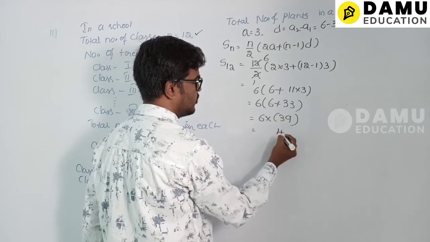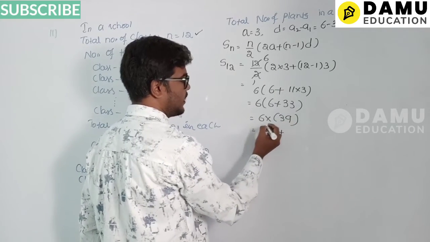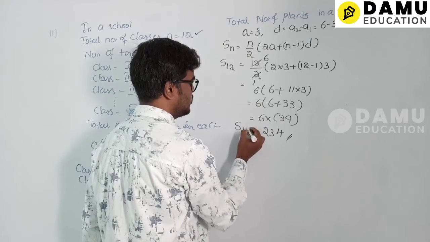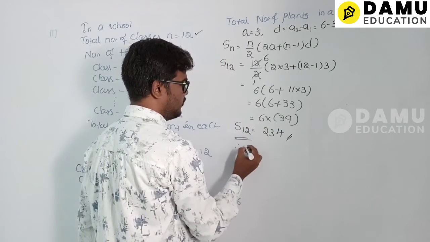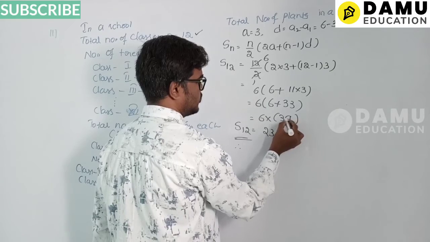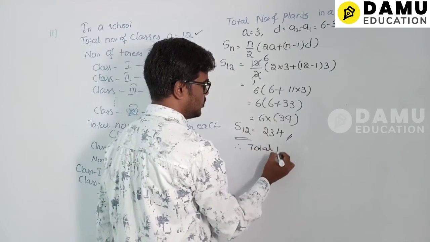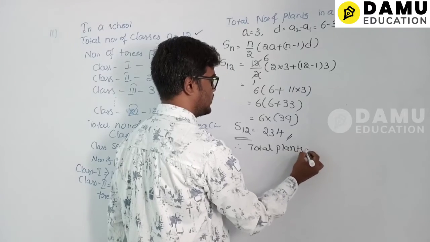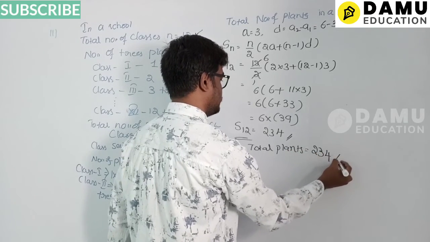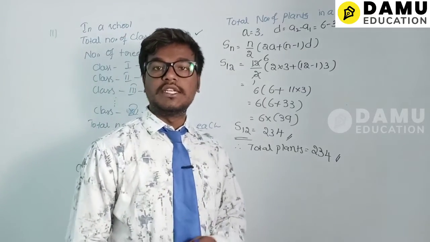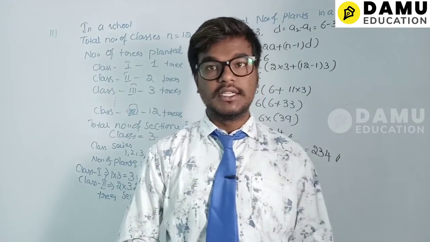6 into 39 is 234. So the total number of trees, total plants, whatever it is, will be equal to 234. This is the way to find the calculation of how many trees are planted by the school students.